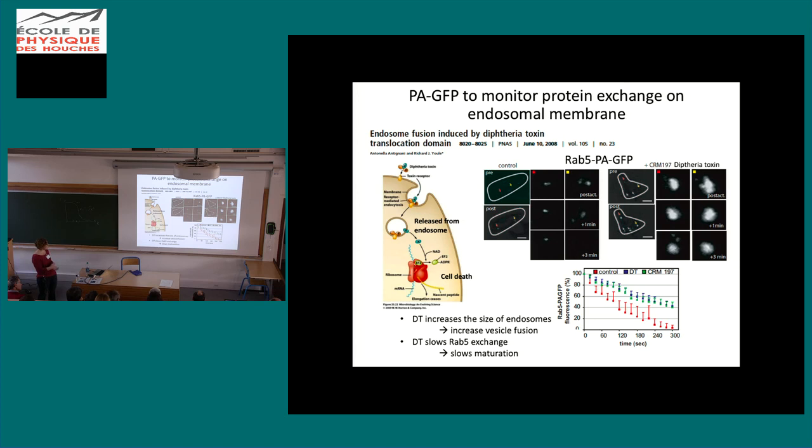And so they used this photoactivation to show that you get slower exchange of Rab5 from the endosomes. So what these two features suggested is that what this toxin is doing is it's increasing the size, making these endosomes much bigger, and it's preventing maturation. So these stay as early endosomes. They don't completely mature down the pathway, and they suggest that this is important for releasing this part of the toxin. So that's one example of how photoactivation can be very useful.